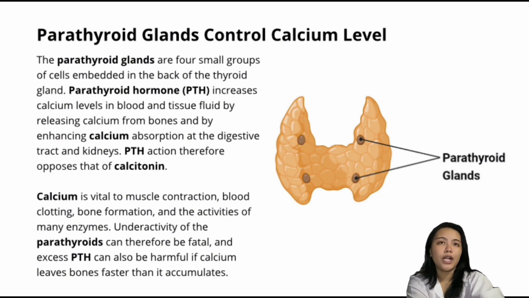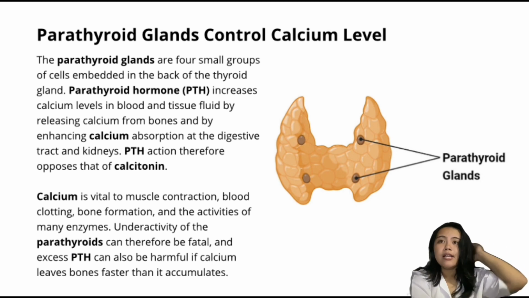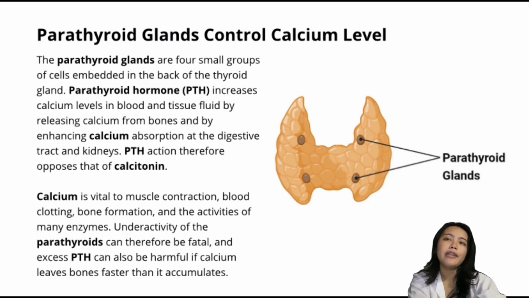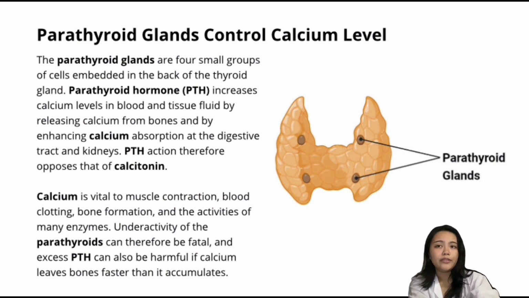Parathyroid glands control calcium level. The parathyroid glands are four small groups of cells embedded in the back of the thyroid gland. It's just back here. Parathyroid hormone or PTH increases calcium levels in blood and tissue fluid by releasing calcium from bones and by enhancing calcium absorption at the digestive tract and kidneys. PTH action therefore opposes that of calcitonin. Calcium is vital to muscle contraction, blood clotting, bone formation, and the activities of many enzymes.